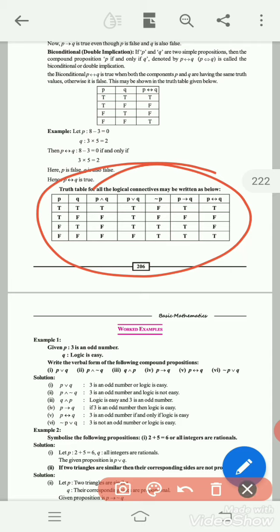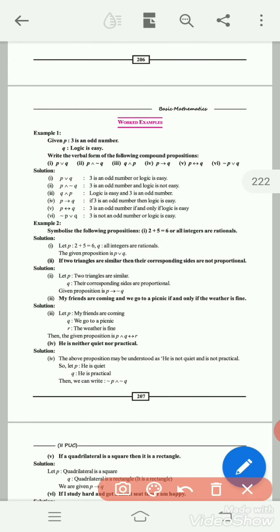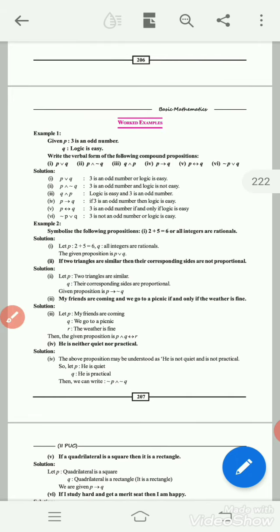Next one, example problems. See, first one: given two statements P and Q. P statement is 3 is an odd number. Q statement is logic is easy. Write the verbal form of the following compound propositions. In this question they are given in symbolic form. We have to write them in verbal form. Verbal form means in sentence form.